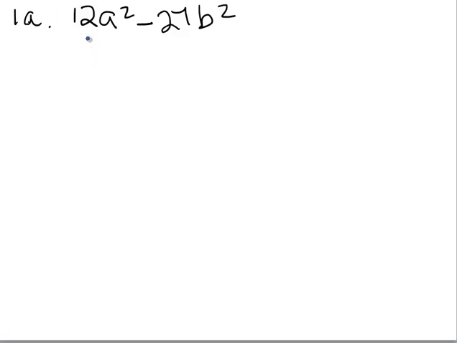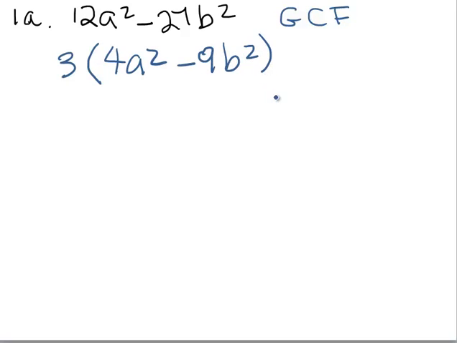So here we have 12a squared minus 27b squared, and the instructions were to factor it completely. This is an expression since there's no equal sign. It's not an equation. So I'm going to look for the greatest common factor. Both of these are multiples of 3, so I'm going to pull out a 3, and the variables have nothing in common. That'll leave behind 4a squared minus 9b squared.